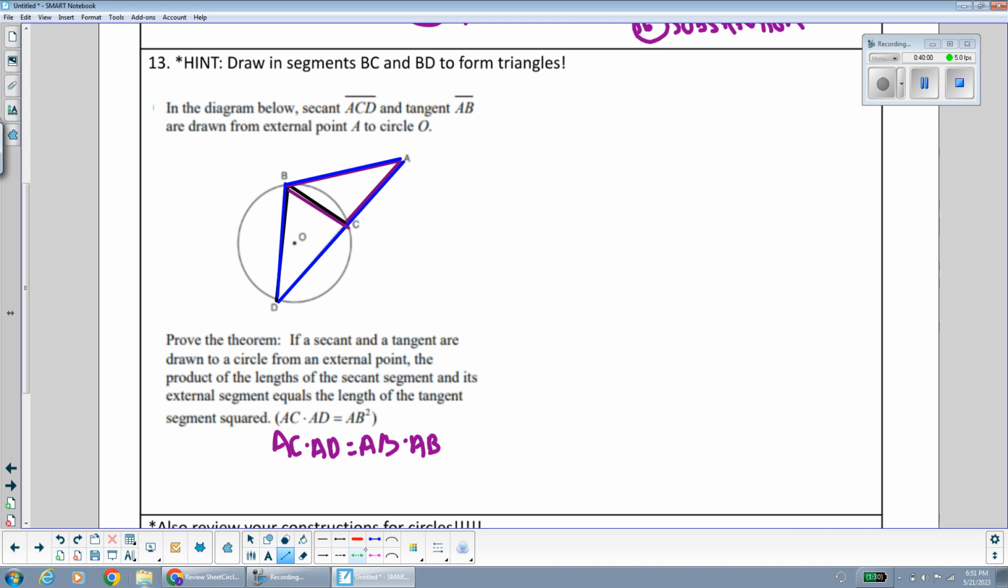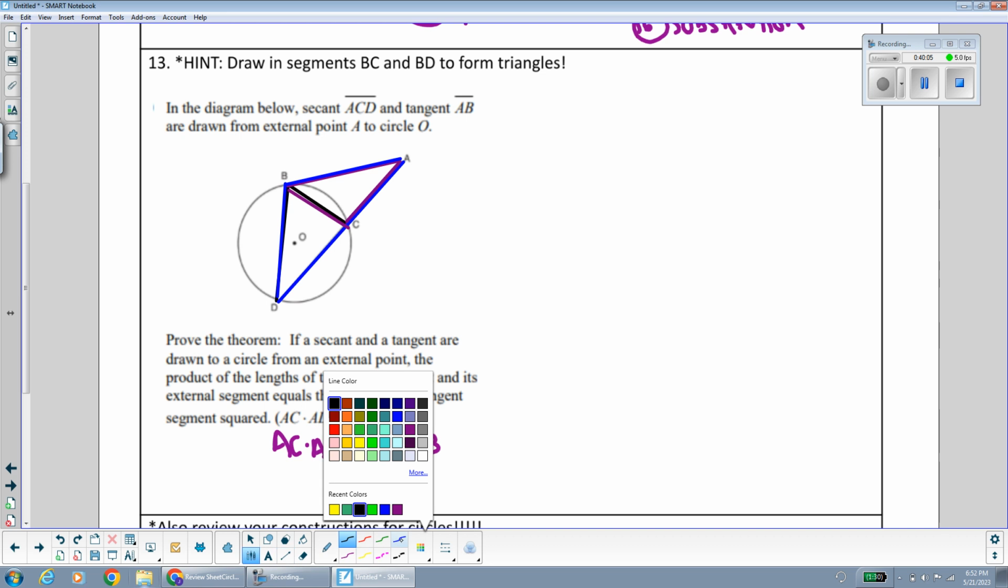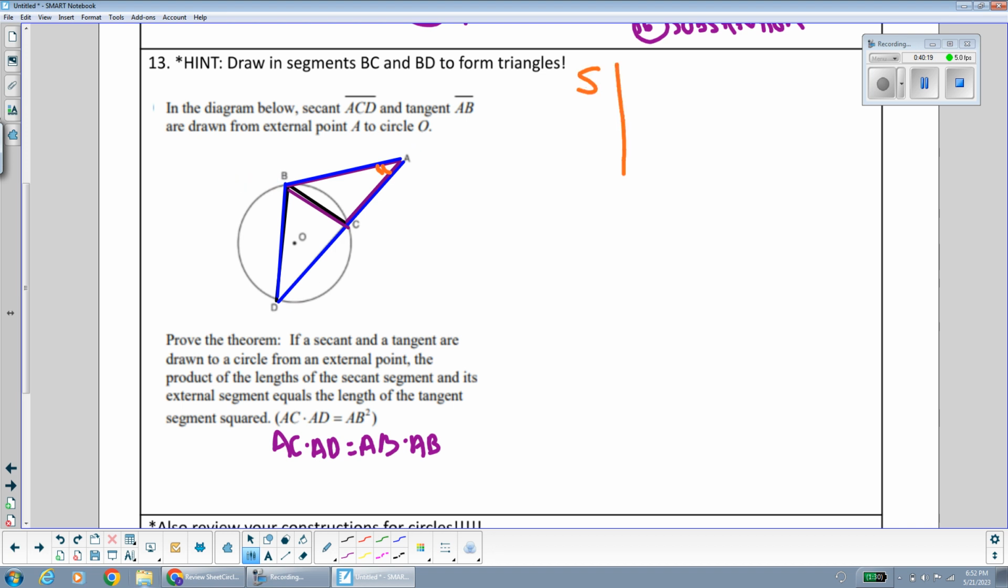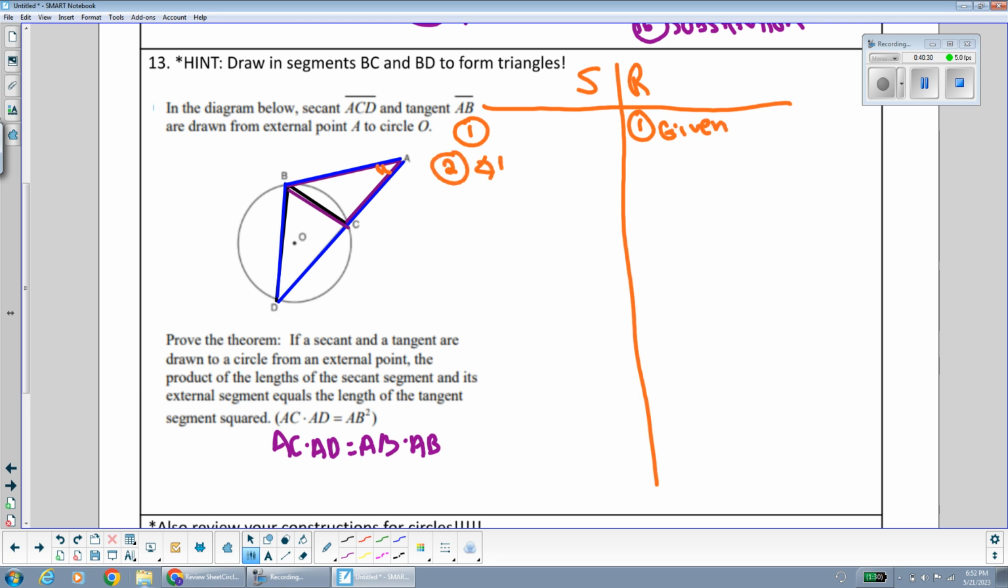So first, I'm going to look for a shared angle, since I do see that the small triangle is inside the larger triangle. So that tells me that one of our angles is probably going to be shared. And that would be angle A. Angle A is inside the small purple triangle, and at the same time, it's inside the big blue triangle. So let me start my statement reason chart. And I'm not going to write down all of these givens. Okay, so I'm going to say angle A is congruent to angle A, and that is by the reflexive property.